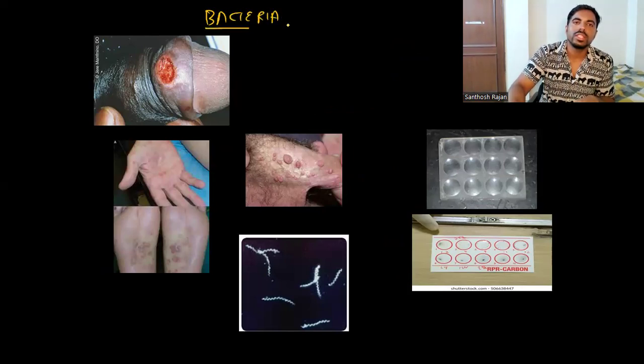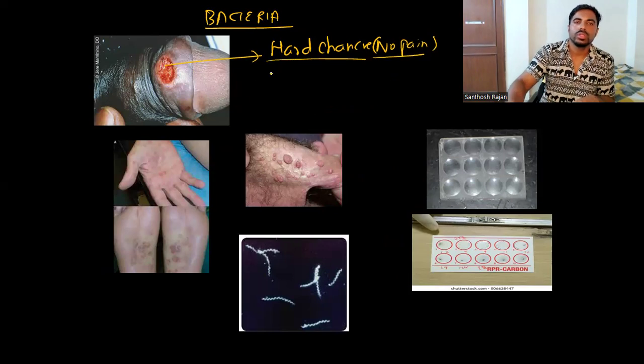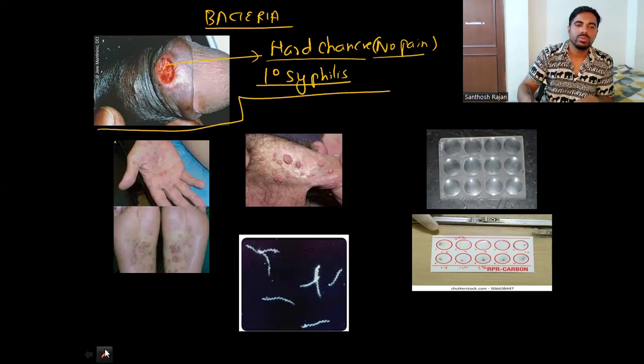So this one, let's say this is the ulcer, but it was painless. So that's a hard chancre. It's a hard chancre, that means no pain. Indurated hard chancre, but no pain is a clue. So that's primary syphilis. Okay, this is primary syphilis. What about secondary syphilis now?